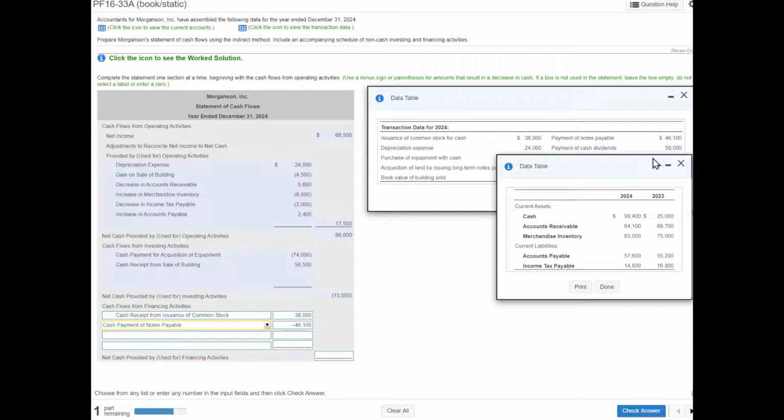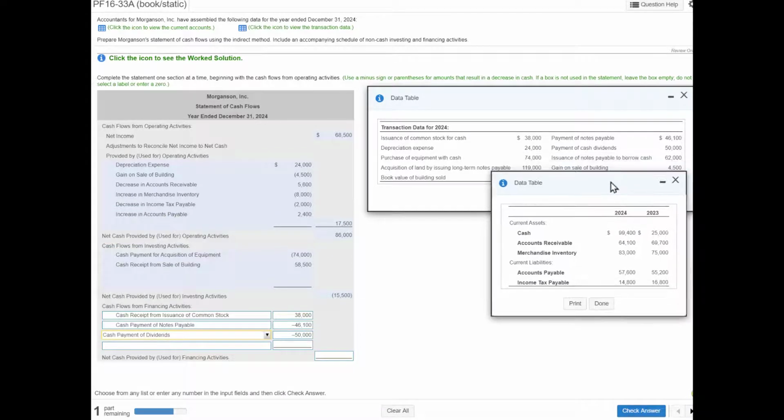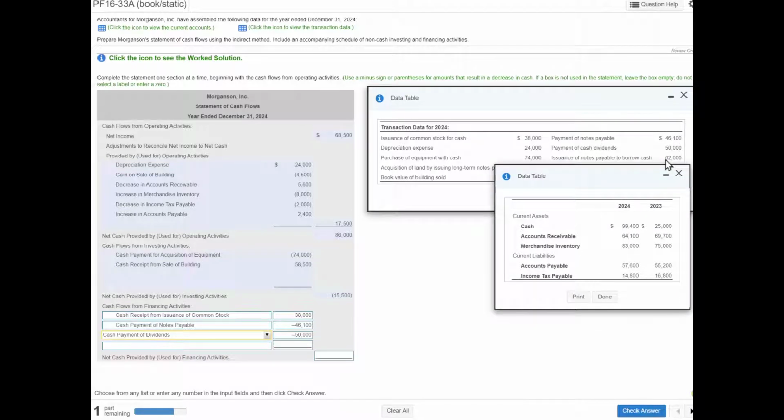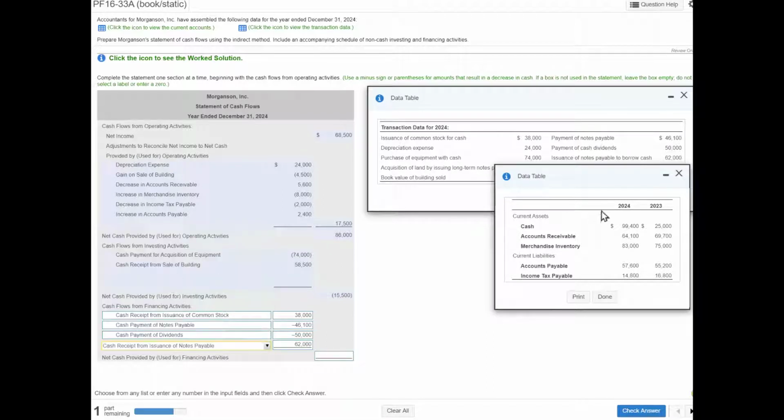Payment of cash dividends. Now, remember, cash dividends are paid out of retained earnings. Retained earnings is an equity account, so this goes in the financing section. And because we paid it, it's a negative number. Cash payment of dividends. Do we have anything else? Yep, we issued notes payable. That's a long-term liability, so it's going to go in the financing section. And we received cash, so that's going to be positive. Cash receipt from issuance of notes payable.